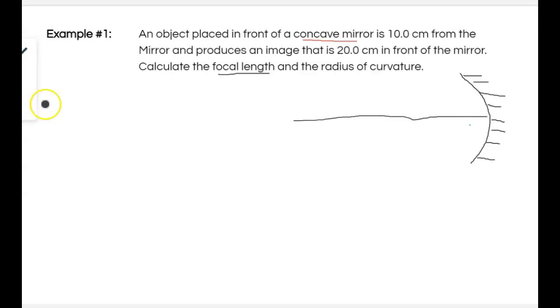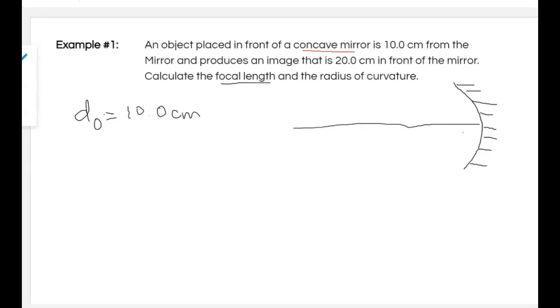I can say that tells me DO is going to be 10 centimeters. And in fact, I can sketch that up if I want to. So here's my DO. This is my object, and I know that this distance right here is going to be 10 centimeters.